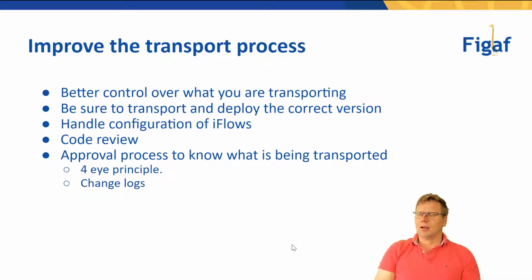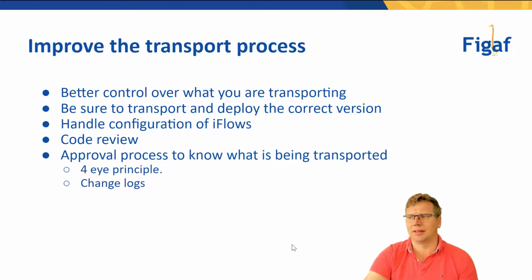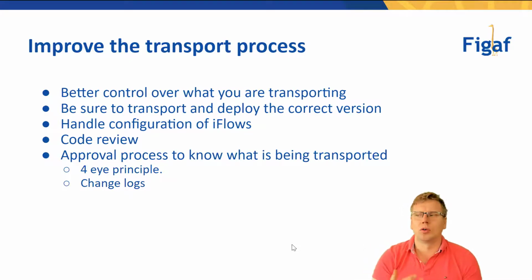Then one of the other errors that I often see is this part about the transport process. How do you make sure that everything is working as expected, that you're able to transport things correctly, that you have control over what you're transporting, and that you did not by mistake move some strange object into production without really knowing why we did that, what the reason for this was. So you need to be sure that you know what you're transporting. You need to control and deploy the correct version of a specific iFlow.